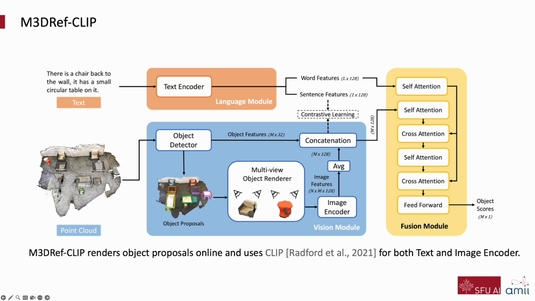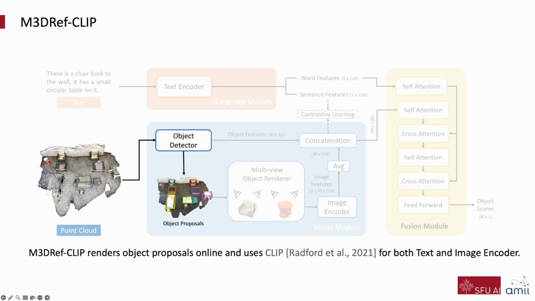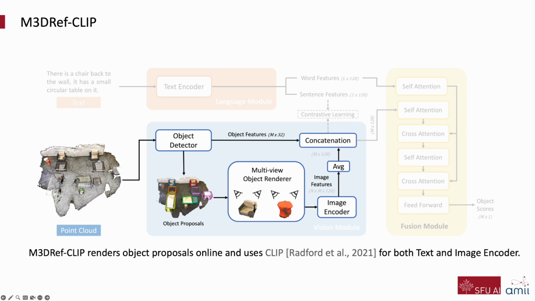To address the task, we follow the detect and match architecture from prior work and propose M3DRef-CLIP. It first detects object proposals in a scene. Then it renders online multi-view images for each proposal and feeds them to an image encoder. The outputted 2D features are concatenated with 3D features from the detector as the final feature vector for each object.